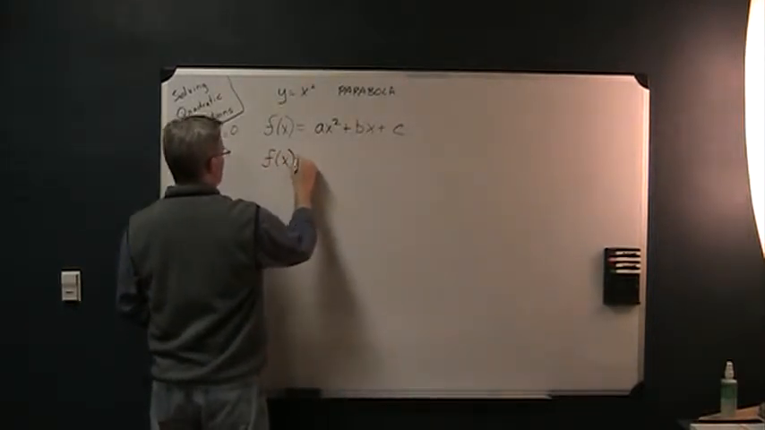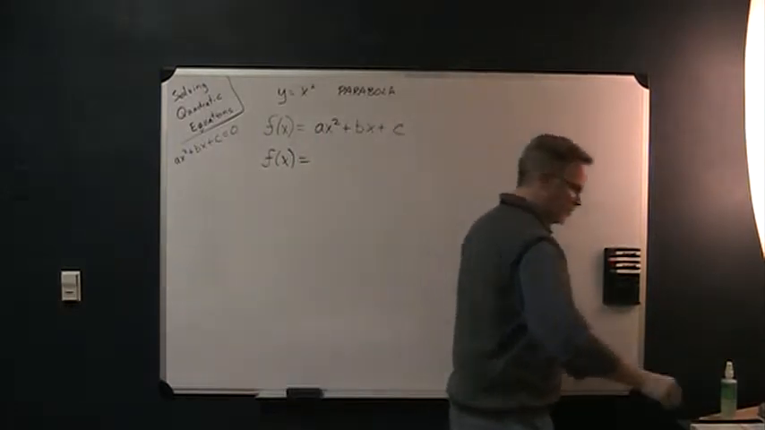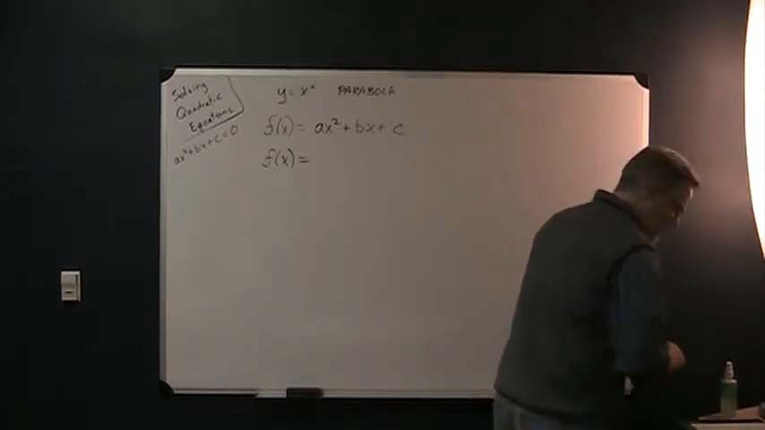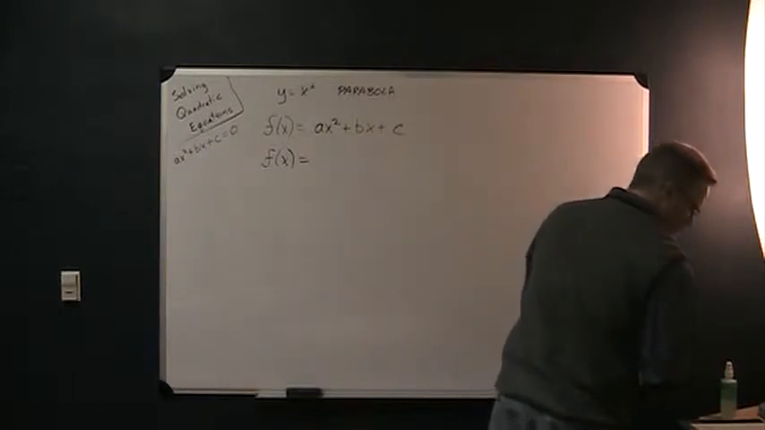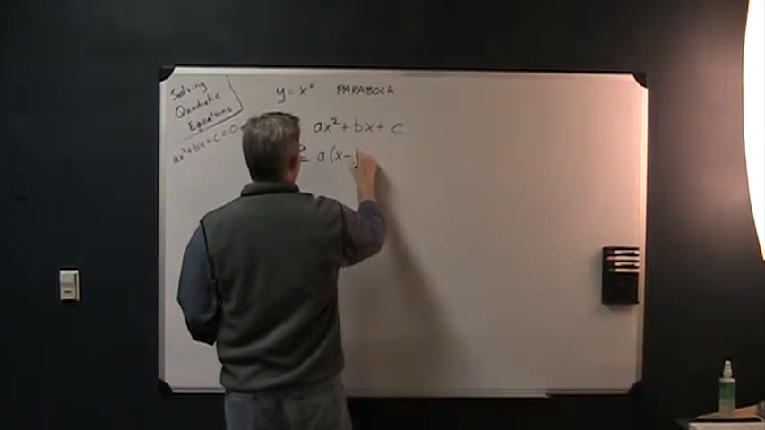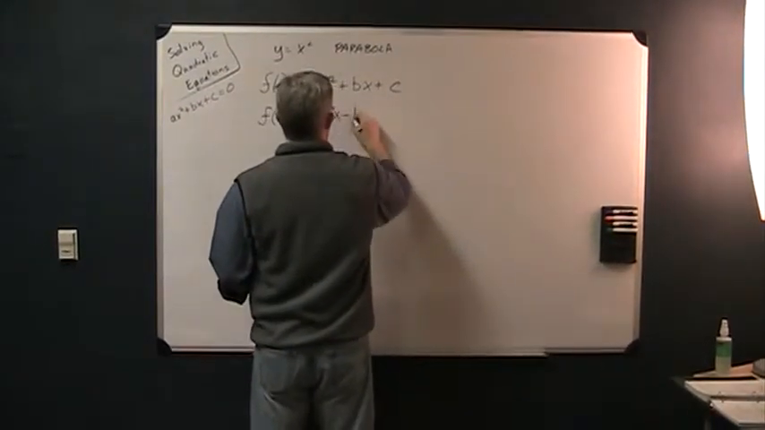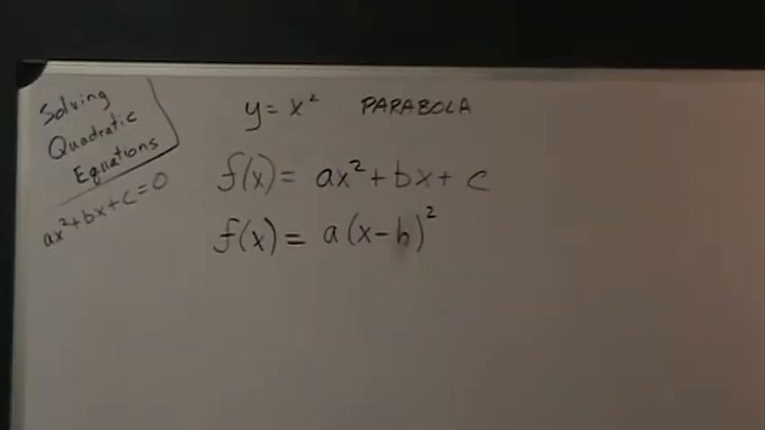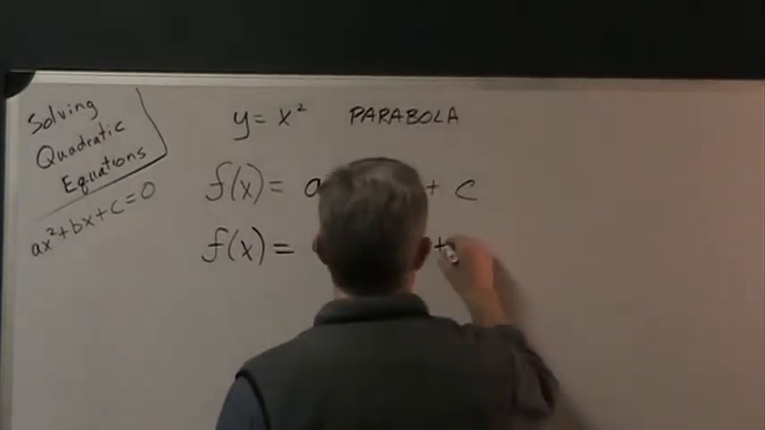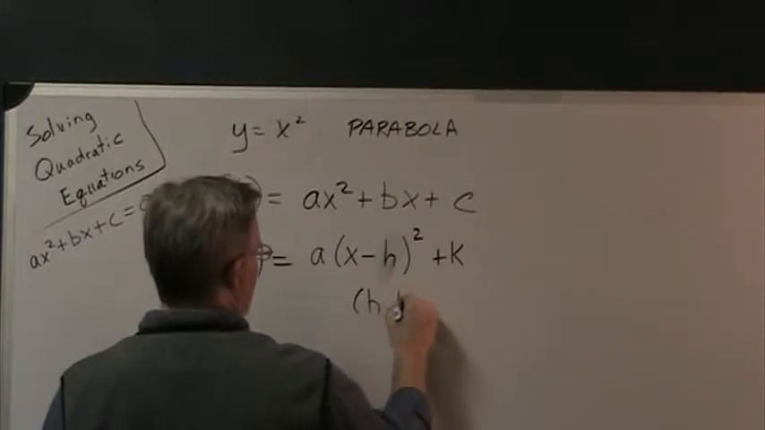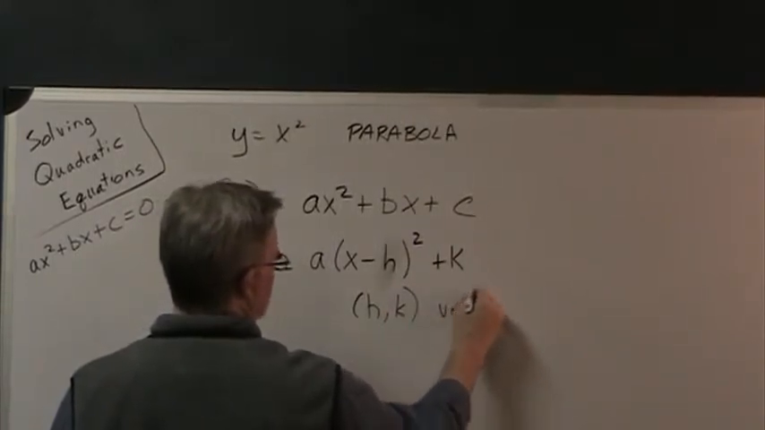F of x is equal to, and let me make sure I get this right. If you write this down, the vertex form, f of x is equal to a times x minus h squared plus k, where h comma k is the vertex.